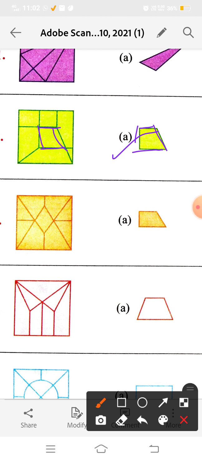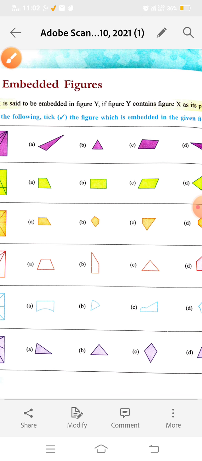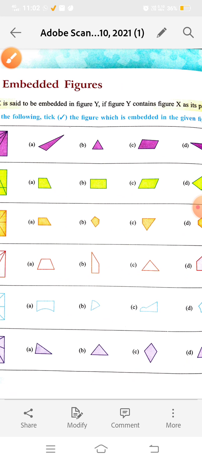It means the figure A from the X column can be fixed in figure Y. So option A is our right answer. In the first we have option D and in the second we have option A.